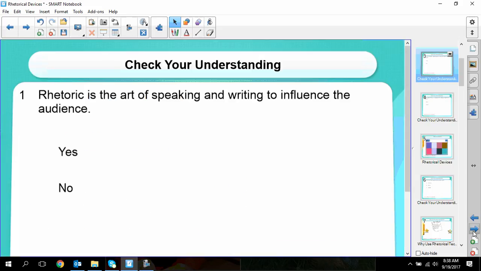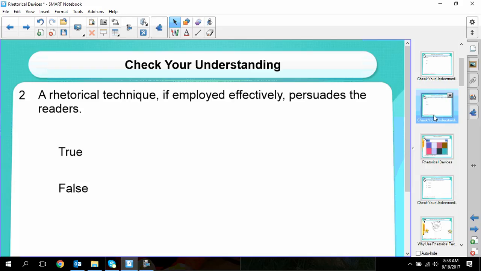Okay? So let's take a check for understanding. Rhetoric is the art of speaking or writing to influence the audience. Yes or no? Well, if you chose yes, and I'm not getting it to show up, there we go, then you're correct. All right? A rhetorical technique, if employed effectively, persuades the readers. True or false? Okay. Probably going to say true there. I got a little bit better with that.